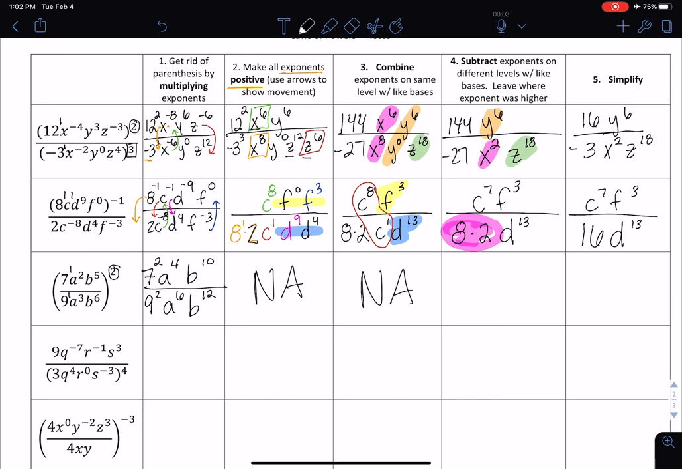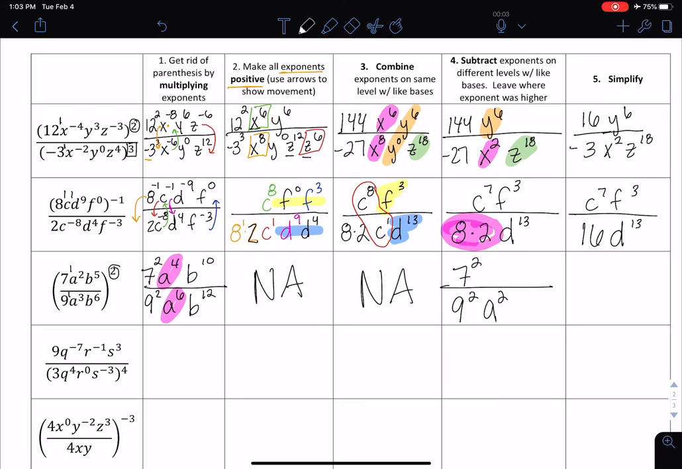All right, so then the fourth step, we're going to subtract our exponents that have the same base but are on different levels. So one on top, one on bottom. So for example, my a's. I have 7 squared and 9 squared that are going to stay there for now. I have 4 a's on top and 6 on the bottom, so I do 4 minus 6 is negative 2. So that means that the a squared goes on the bottom. And then I have 10 on top, 12 on the bottom. That's 10 minus 12 is negative 2. So the b squared stays on the bottom.